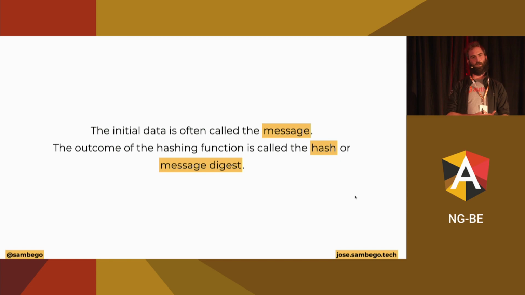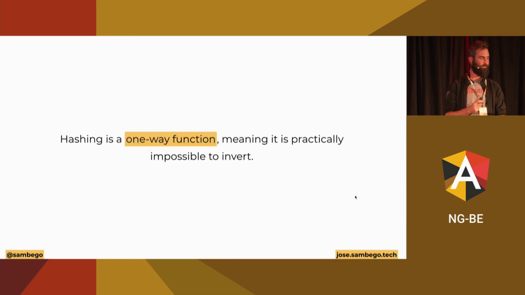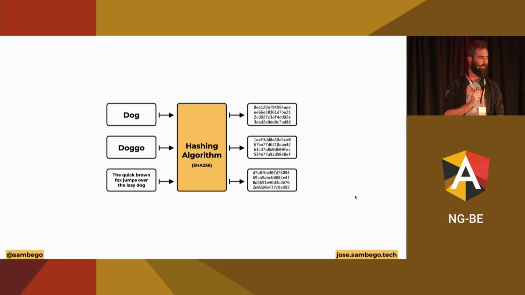And the initial data is often called the message, while the output of that hashing function is called the hash or the message digest. And it's a one-way function, which means that if you put something in that function and you get your hash back, you cannot reverse that hash back to the original input. It's a one-way function, input, hash, not the other way around. So if we look at a little example, we have 3 inputs. We have dog, doggo, and the quick brown fox jumps over the lazy dog. 3 different inputs with different sizes, but the output will always be the same size. In this case, it's a SHA-256 algorithm, so the output will always have a 256-bit length, and it's a one-way function.